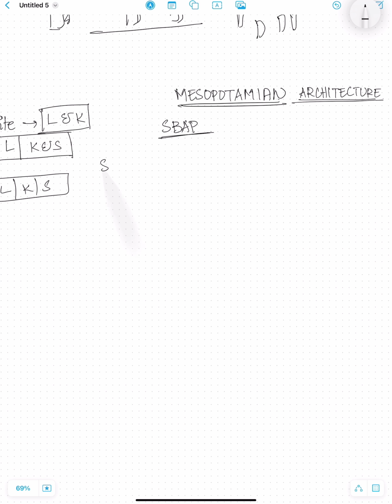So the first is Sumerian, and then Babylons, and then Assyrians, and finally Persians. It is important to remember them in this order because this is how each civilization grew. So just try to remember them in the correct order.